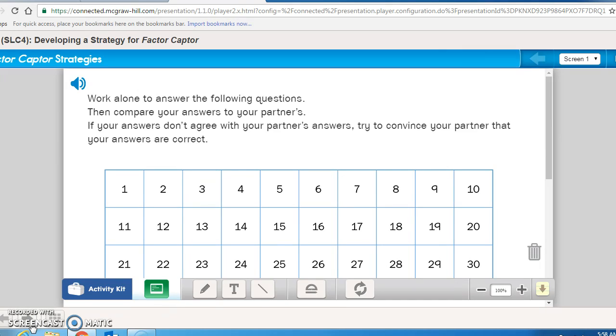So next I want you to work alone to answer the following questions and then compare your answers to someone else's. If your answers don't agree with your partner's, try to convince your partner that your answers are correct. This is in Math Journal, page 45. Answer questions 1, 2, and 3.